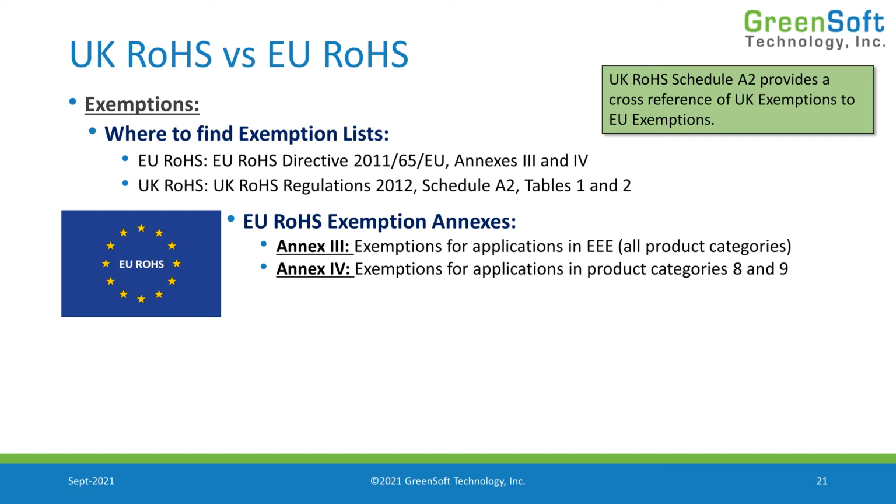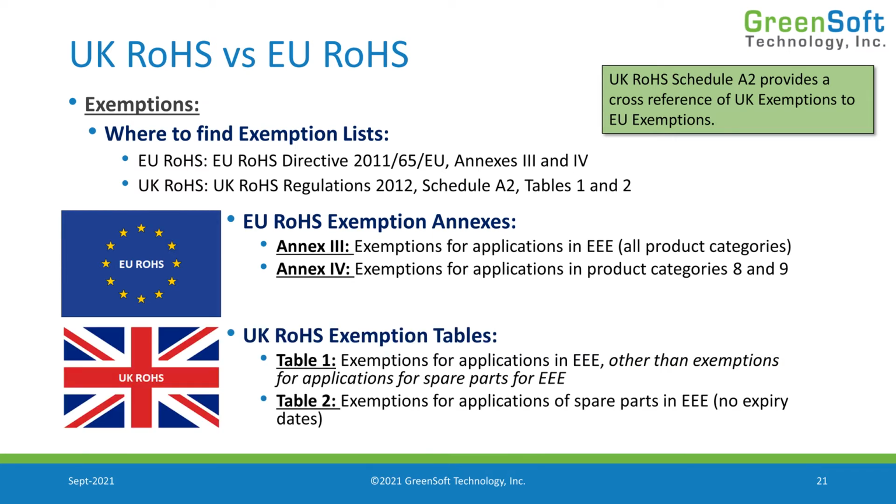So because the UK doesn't have an issue of different implementation dates for product categories, they chose to do it differently. Their exemption tables are broken up by exemptions which apply to all normal applications in Table 1, and exemptions that apply to spare parts in Table 2. The reason they've done that is because the spare parts exemptions will have no expiry dates, whereas the exemptions applied to regular products will. So that's how they've chosen to do this. They've organized the exemption lists in completely different ways. So structurally, the lists are completely different, even though technically, from a requirements perspective, they are in alignment.